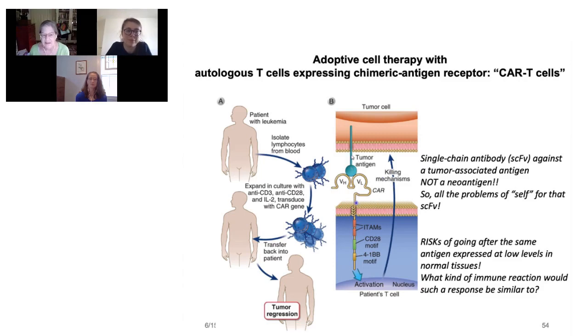But again, if it's against a tumor antigen, it's got to be on the surface, otherwise it won't work. And it's not a neoantigen, and therefore you've got to be really tricky. Like now they'll have two CAR T-cell receptors, one doing tumor antigen number 1, one doing tumor antigen number 2, so it's more specific for the tumor, that kind of thing.